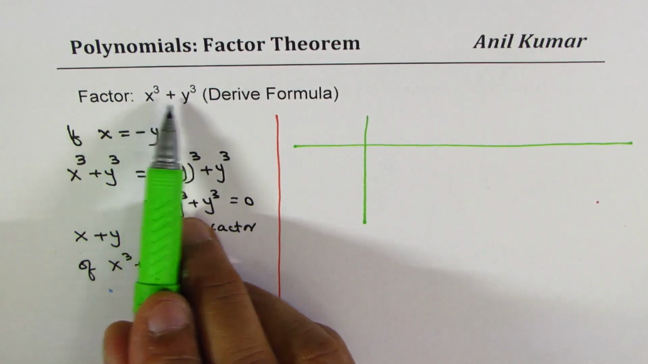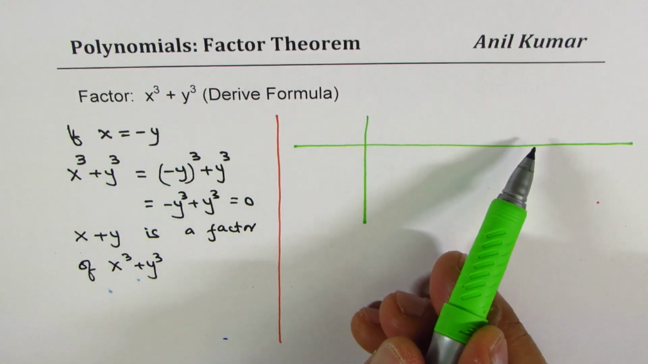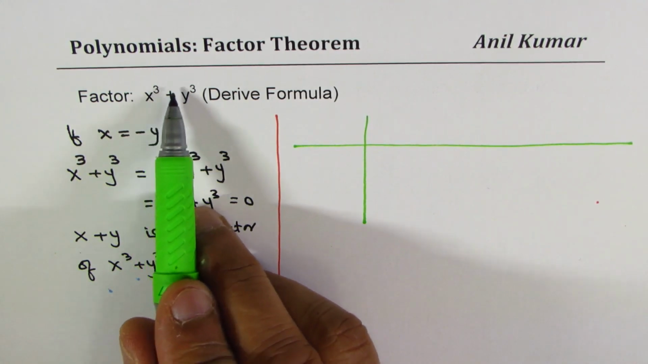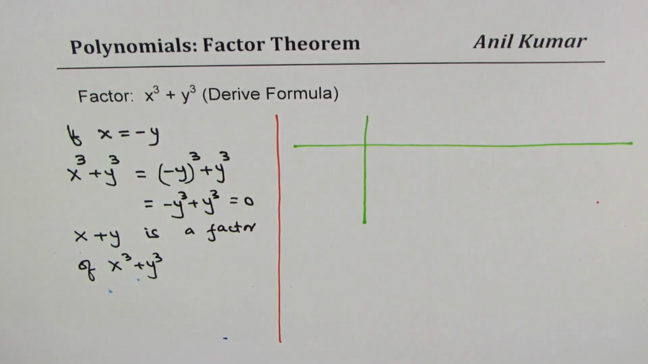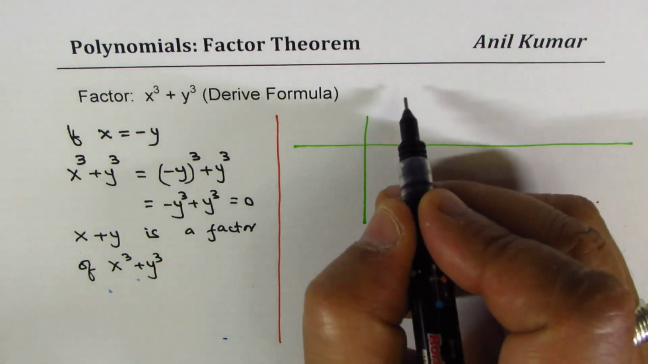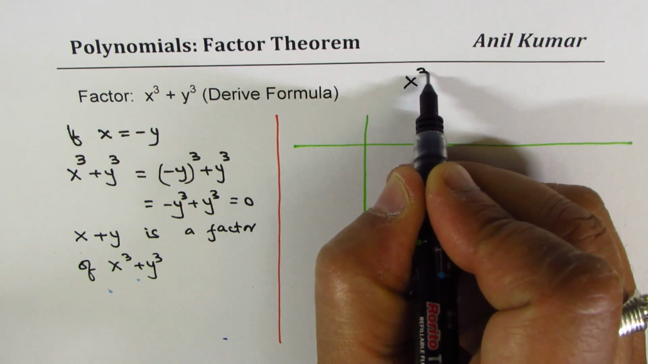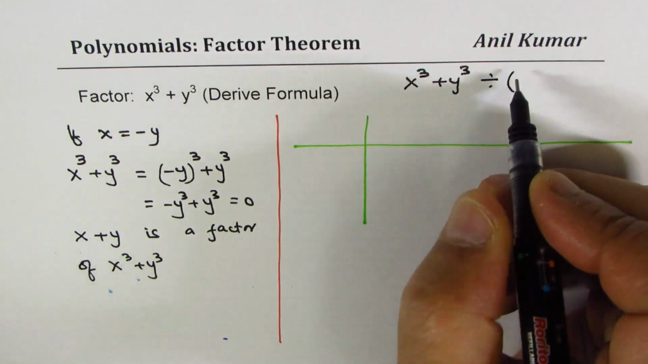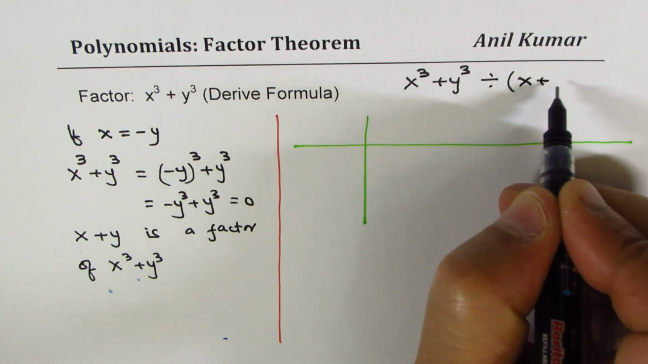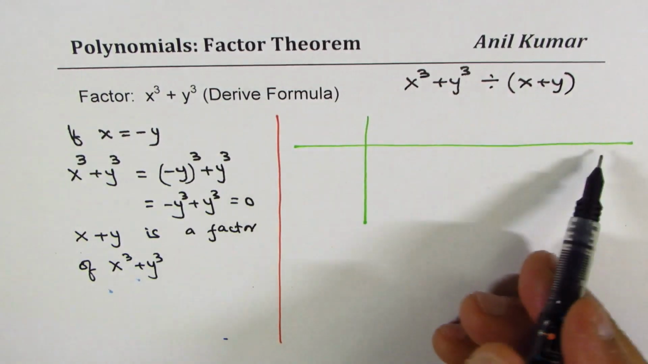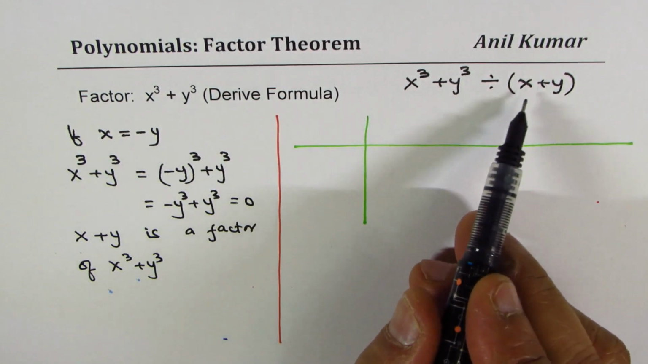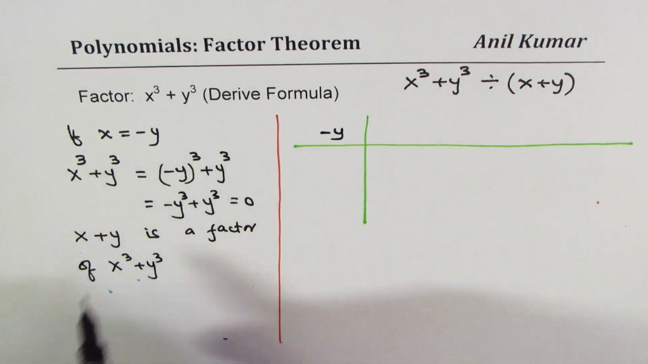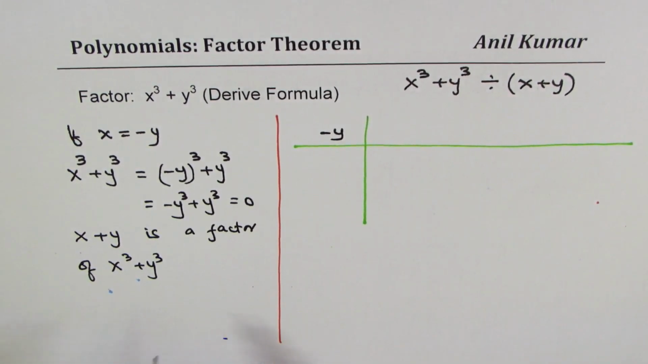In this term x cubed plus y cubed, many terms are missing. The coefficients for x cubed... for x squared and x are missing, right? So what we're trying to do here is divide x cubed plus y cubed by x plus y, right? Remainder should be 0. So what makes it 0 is minus y. So I'm going to divide by minus y when you do synthetic division.